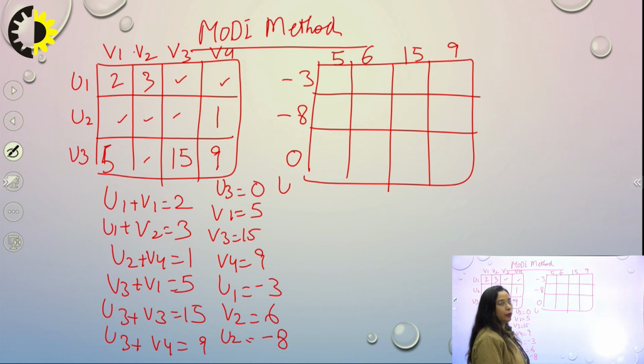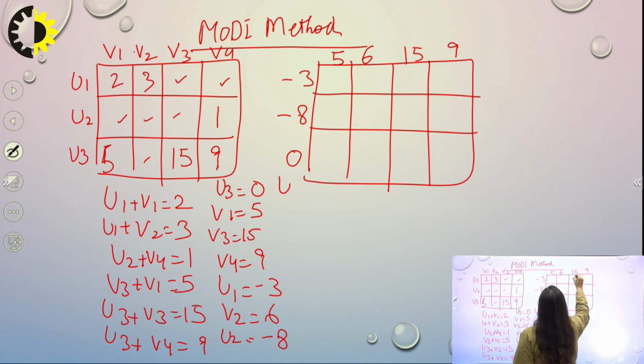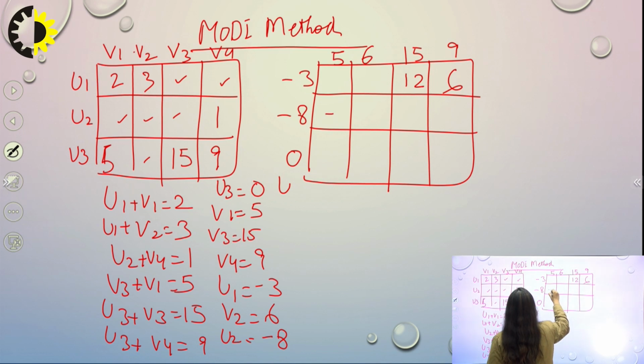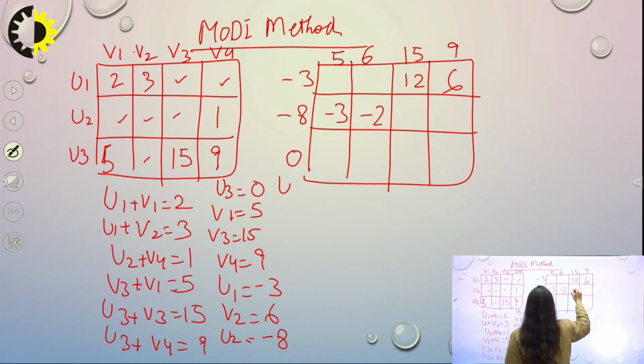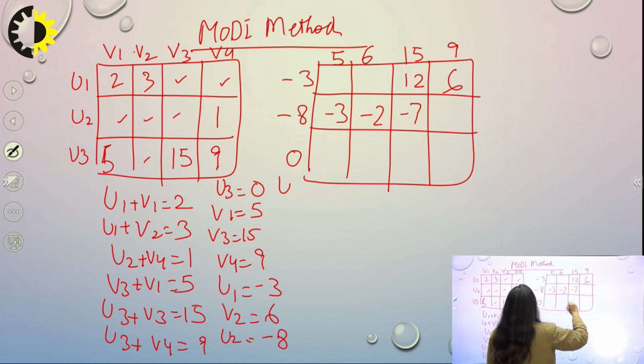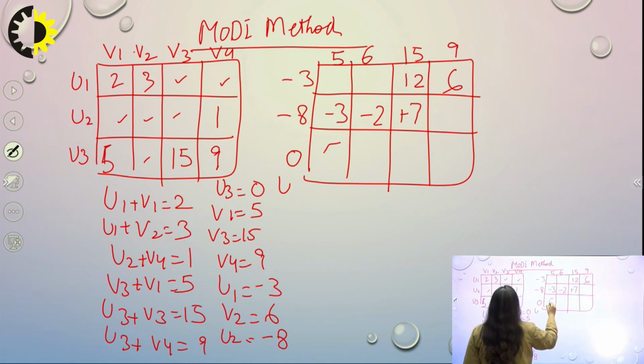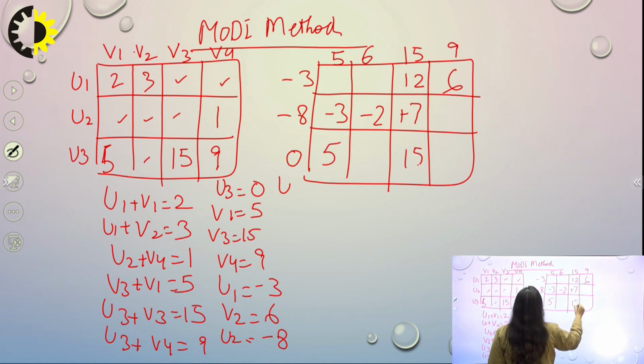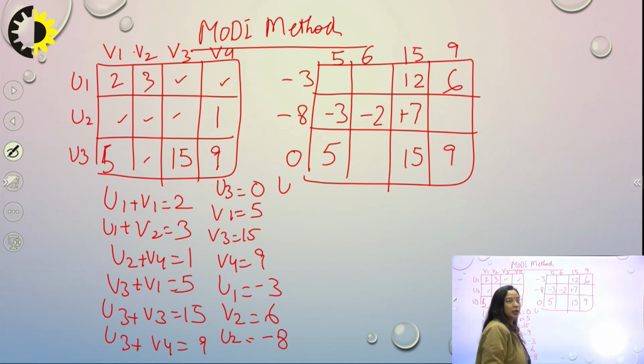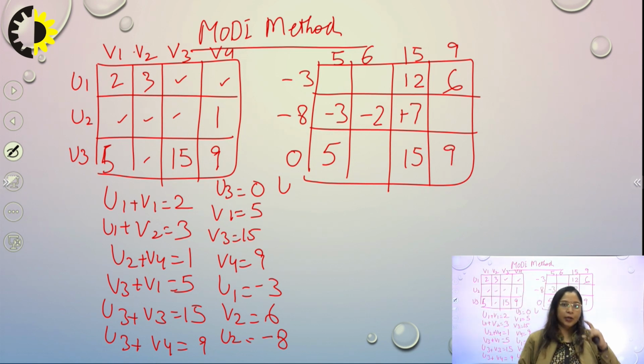Minus 3 plus 15, that is 12, minus 3 plus 9, that is 6. Similarly, minus 8 plus 6 is minus 2, and minus 8 plus 15 is plus 7. Next is 5, 15 and 9. So, we have found out the unallocated cells.